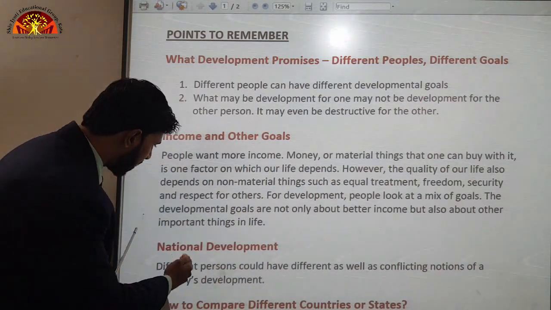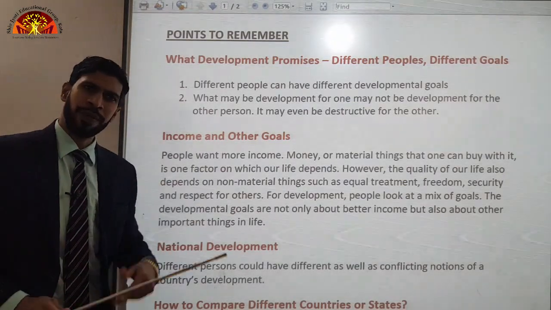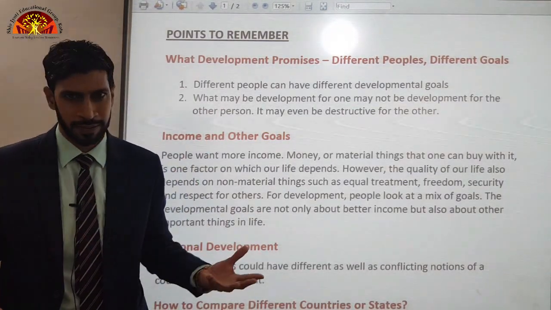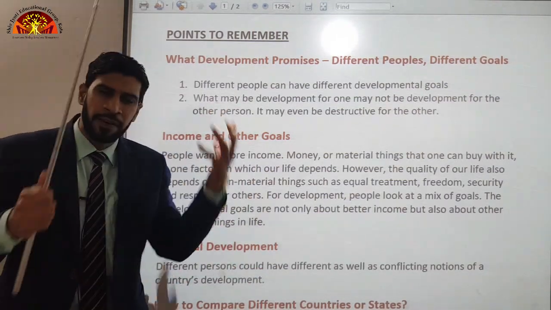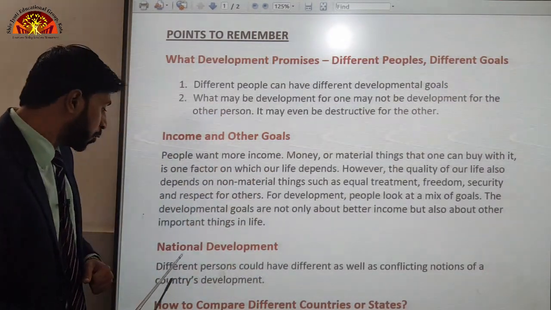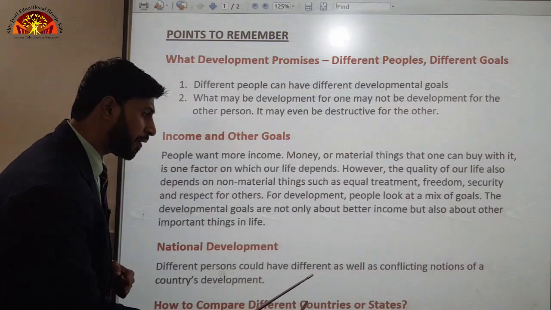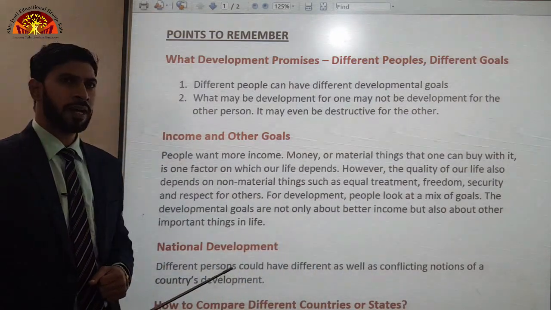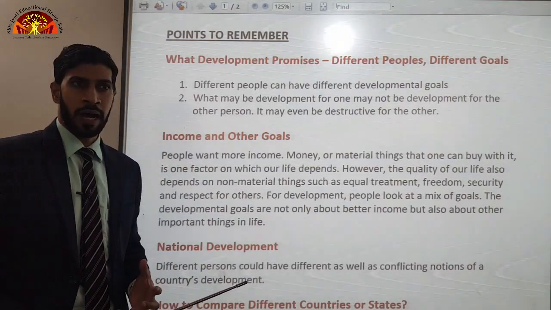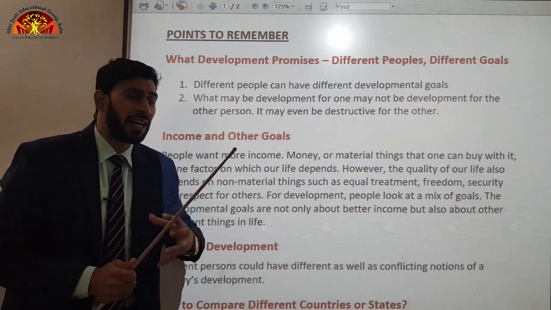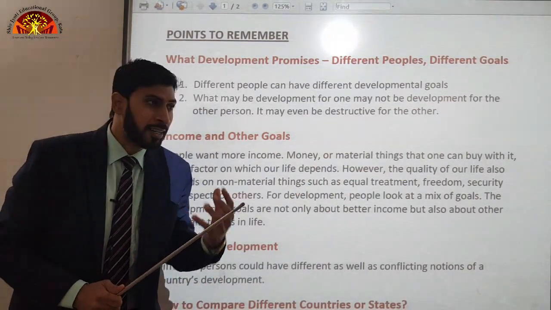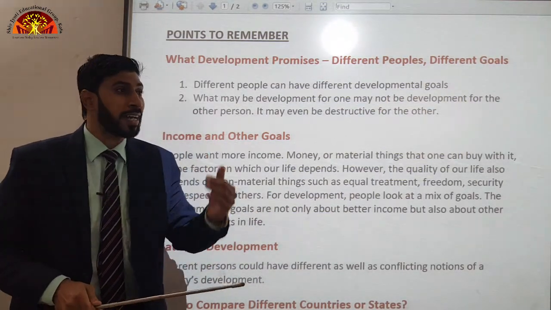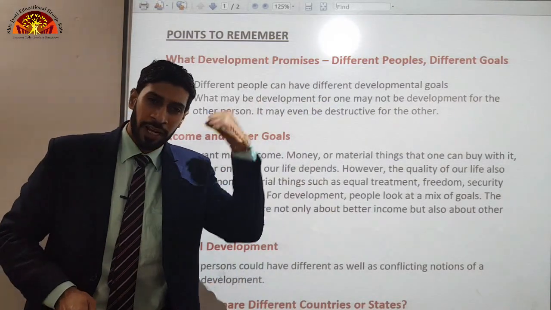Let's talk about national development. When we talk about national development, we are talking about development of the nation. देश की तरक्की के बारे में, देश के डेवलपमेंट के बारे में बात कर रहे हैं. So different persons could have different as well as conflicting notions of a country's development. हर एक चाहता है कि देश अलग अलग तरीके से चले. हर एक सोचता है कि एजुकेशन सिस्टम अच्छा होगा तो हमारा देश डेवलप होगा, कोई कहता है कि इंफ्रास्ट्रक्चर अच्छा होगा तो देश अच्छा होगा.